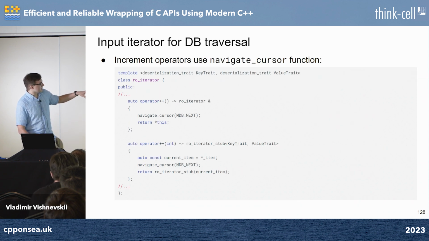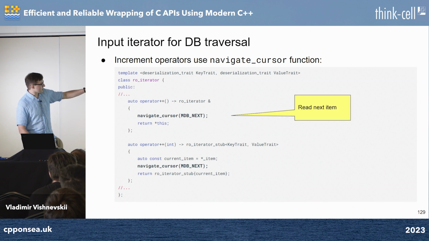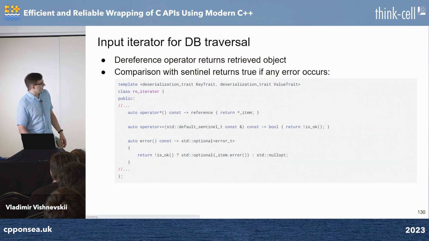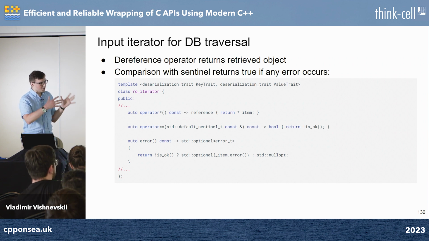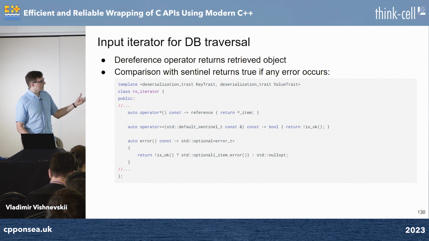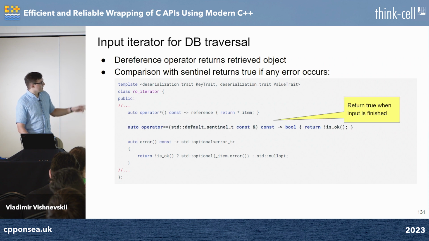Then our increment operators just delegate this to our navigate cursor. And we need to have a comparison operator with the default sentinel. This is now also a C++20 facility. This is just a type that can be used to represent the end of iteration condition. So it is something with which we compare and say that we are equal if we cannot read the data anymore in our iterator. We implement this, and this is the end condition for the iteration.